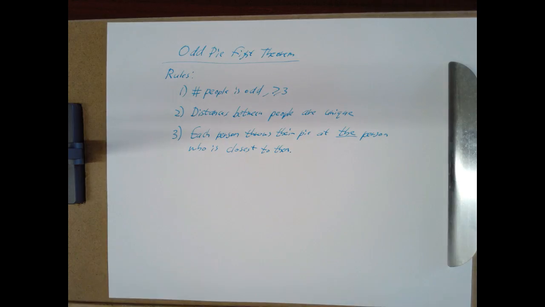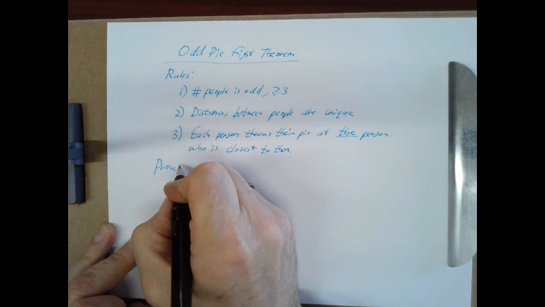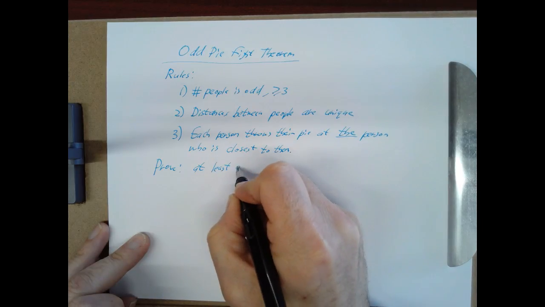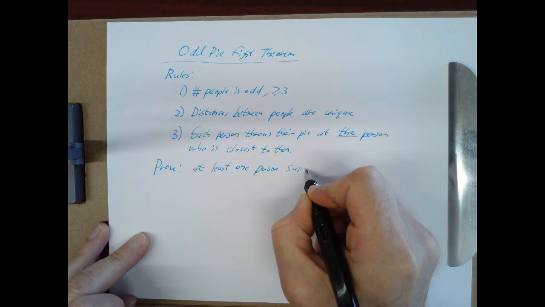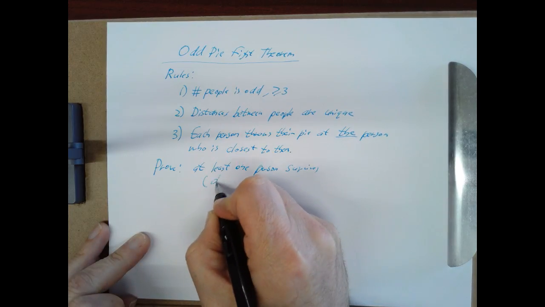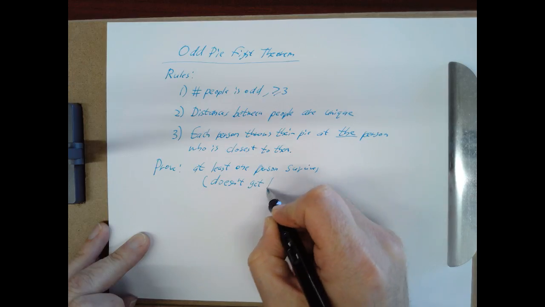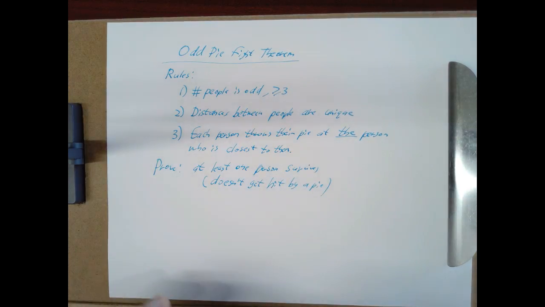Okay, so here's what the theorem says. At least one person survives, meaning doesn't get hit by a pie. They're not actually fatal. So at least one person will come away without having had a pie thrown at them. That's the odd pie fight theorem.